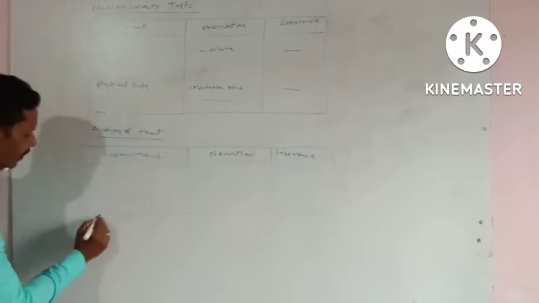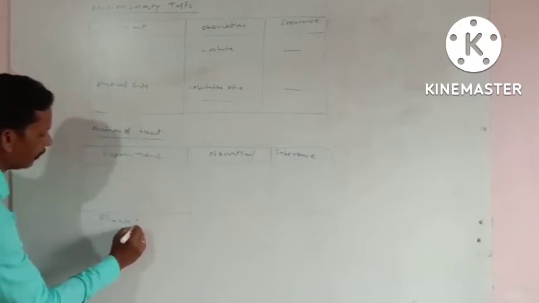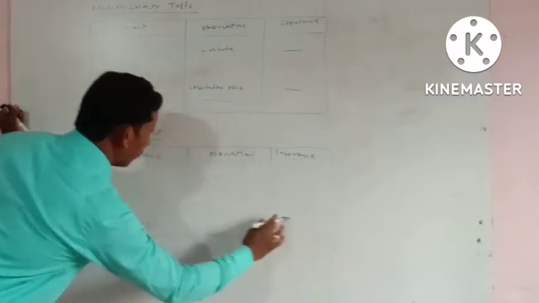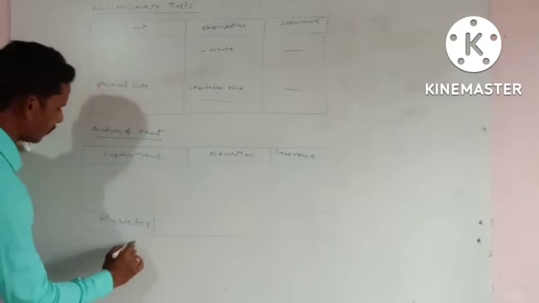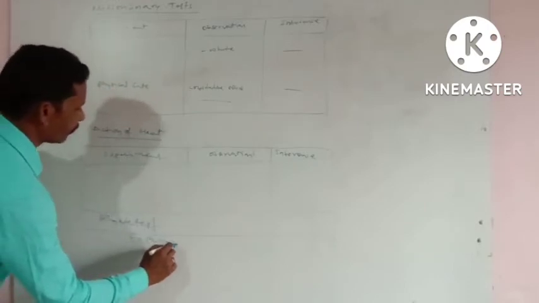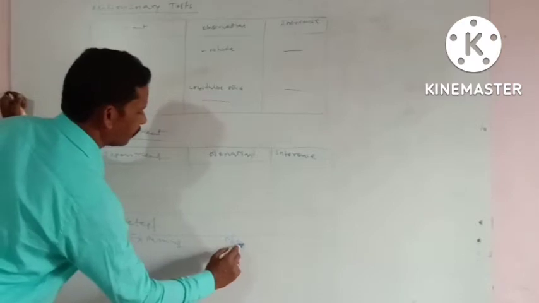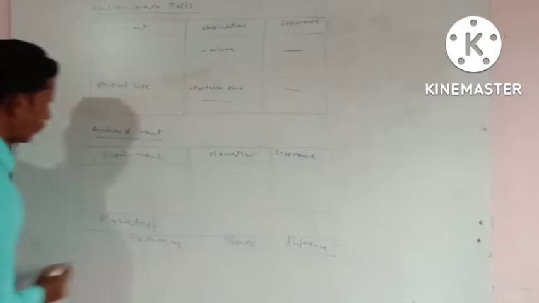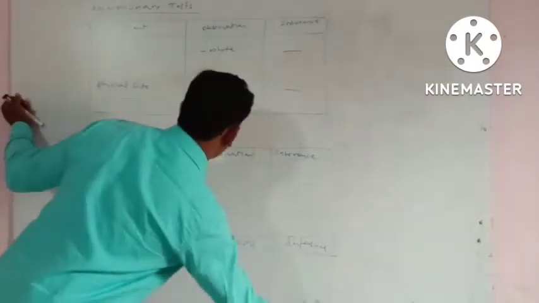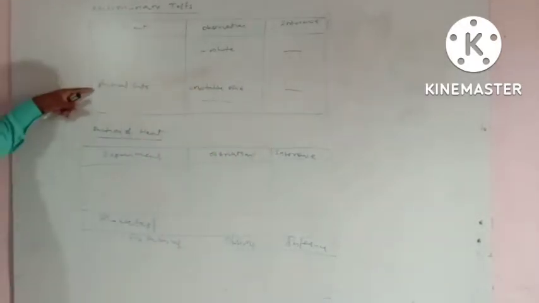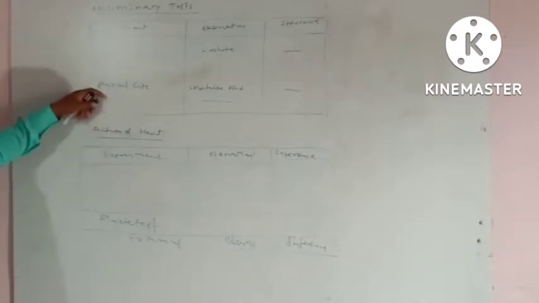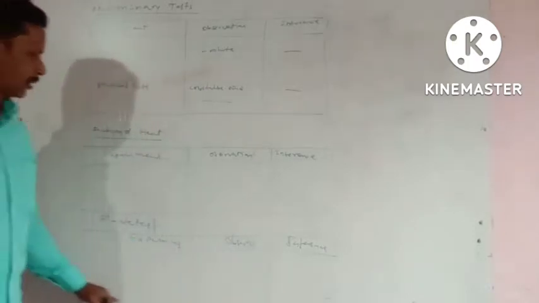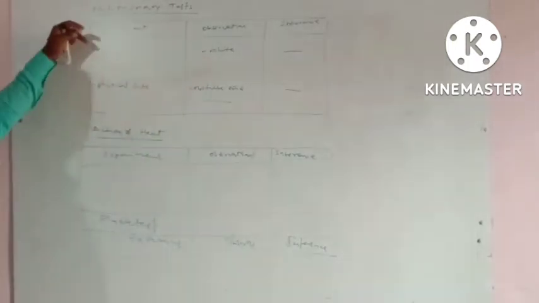After the action of heat comes the flame test. In the flame test also you will write the same way: experiment, observation and inference. After closing these four, what are they? One is color and physical state, then the action of heat with a separate table, and the flame test also with a separate table. You will have to close it. Up to here it is only the preliminary test.